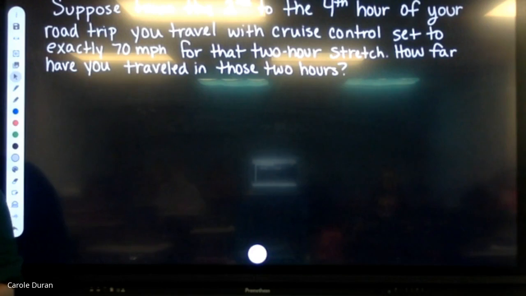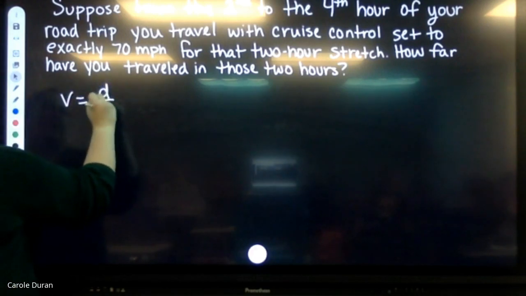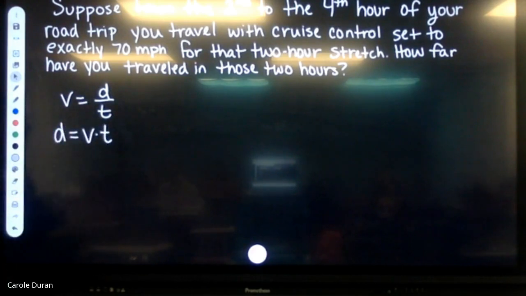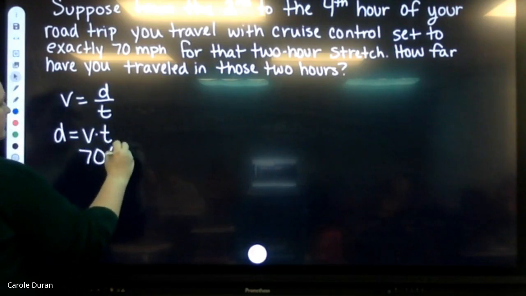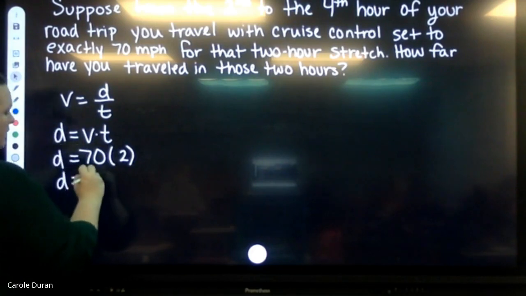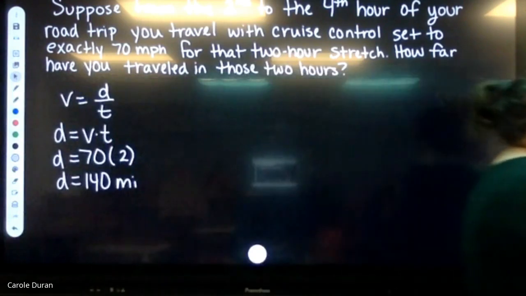Okay, so having this problem, we know that velocity is distance over time. So if I'm trying to find the distance, I need to take my velocity times the amount of time that I have. My velocity here was the speed I was traveling, which is what? 70 miles per hour. And how many hours did I travel at 70? 2, which means that the distance I traveled was 140 miles. We can all do that. We all understand that, correct?